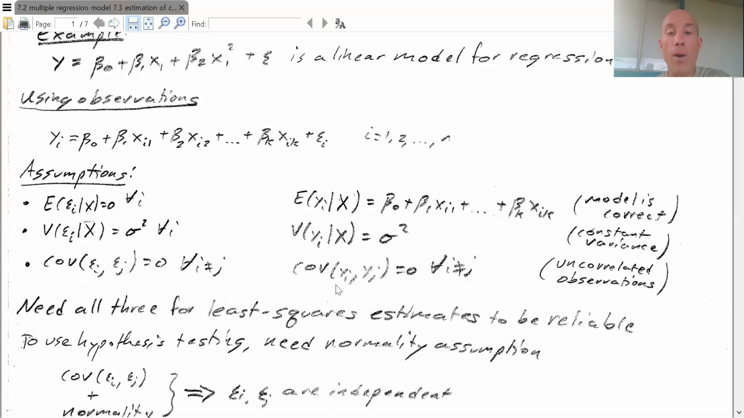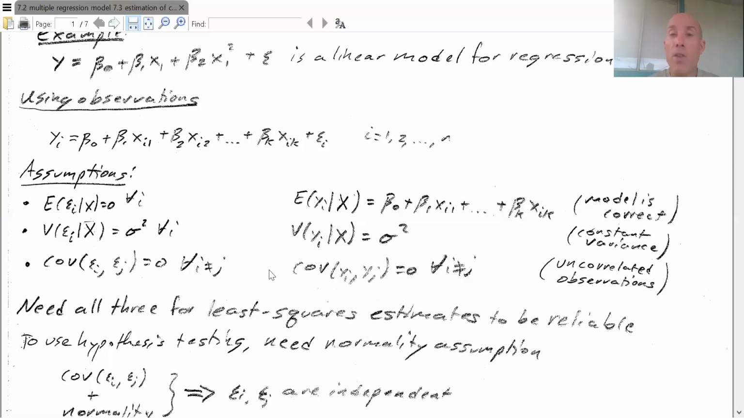And then the covariance between the observed y's is also equal to 0. So this assumption is equivalent to this one. These two are equivalent to each other, and these are equivalent to each other. Depending on how we want to approach it, depending on which one's easier for the proof, we pick whichever one is easier for us at the given time.